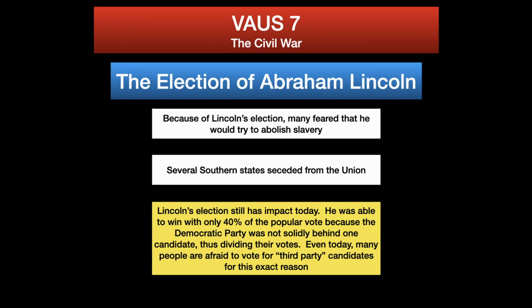Because Lincoln is on record as being against slavery, the South is afraid that he's going to make efforts to end slavery. So because of Lincoln's election, many feared that he would try to abolish slavery, and several Southern states seceded from the Union. Key vocabulary word there, seceded. What that is, and a lot of students I've found don't really understand this, which is crazy to think about, but the Confederate States of America are the Southern states, and what they're doing, they've seceded from the Union or America. They've left America and they've formed their own country. That's what that's all about.